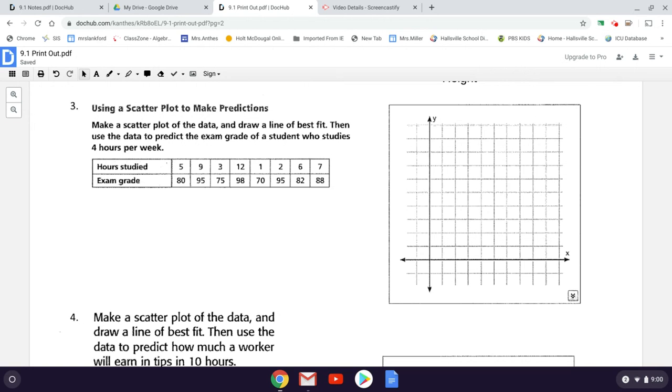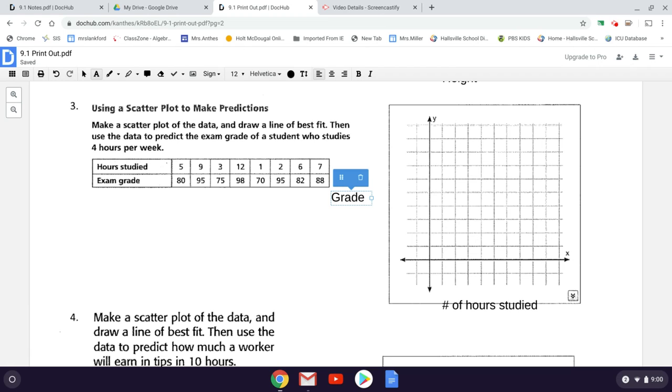All right, the next problem is using a scatter plot to draw a line of best fit and then use the data to predict the exam grade of a student who studies 4 hours or more a week. So you are going to plot the points here, and I would label the x-axis as the number of hours studied. And then the y-axis you could label as their grade.